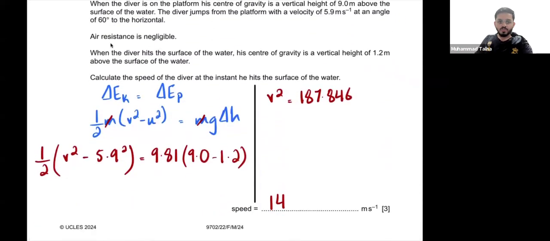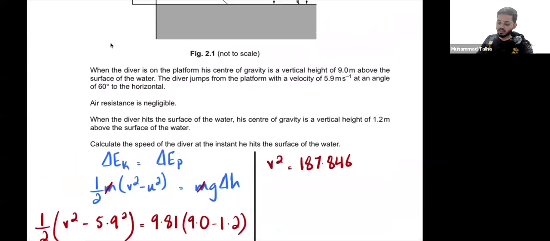So this is what I use. But again, I'm not just going to write half mv squared. I'm going to write half m, v squared minus u squared, because he did have some initial speed, which is going to lead to some initial kinetic energy as well. Do keep in mind that it's v squared minus u squared, not v minus u all squared. This is wrong. It's the difference of the squares, not the square of the difference. So the initial velocity was 5.9. The final velocity is what I need to find out. This is that mg delta H expression.